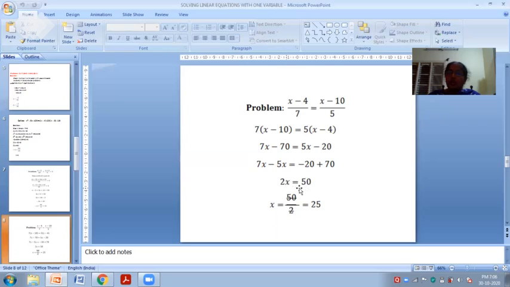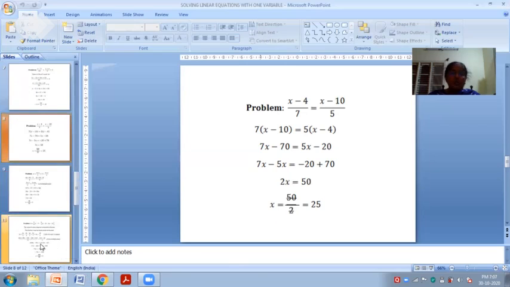50. Therefore, 2x is equal to 50. Therefore, x is equal to 50 divided by 2. That is equal to 25. So, this is our sixth problem. What is the next problem?